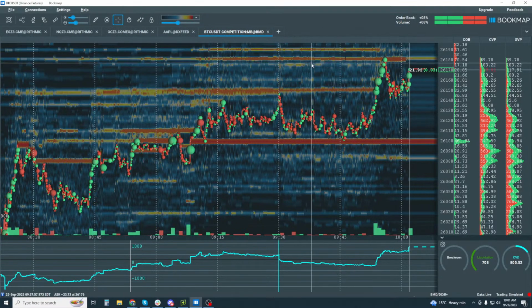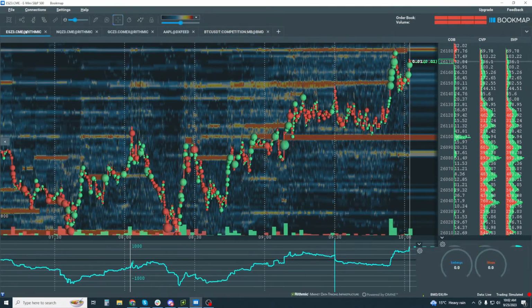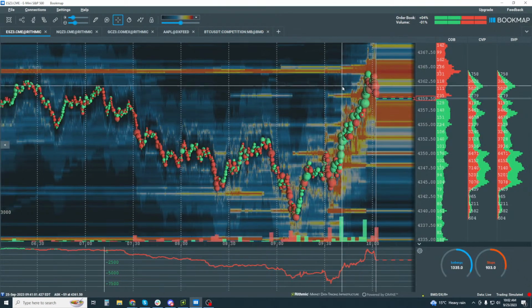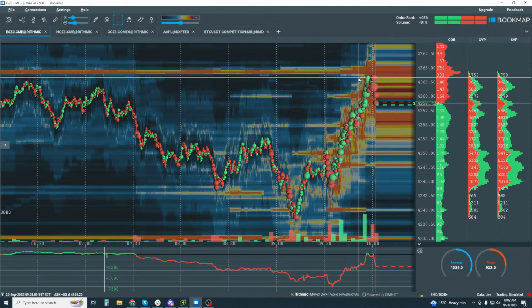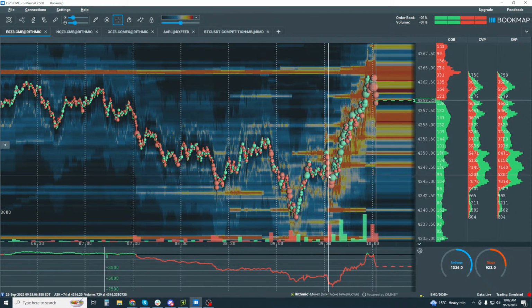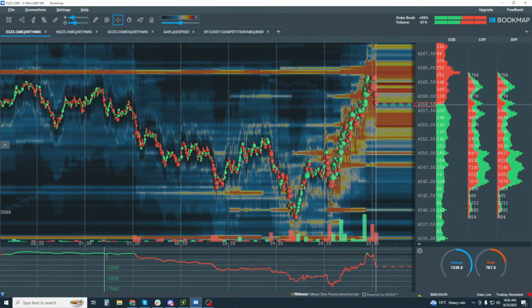All right, let's jump in here. Now, we're going to look at the S&P E-mini. So a really nice move here just in the morning. You can see the cash open here at 9:30 and the move up, and it looks like it's kind of done for now in my opinion.